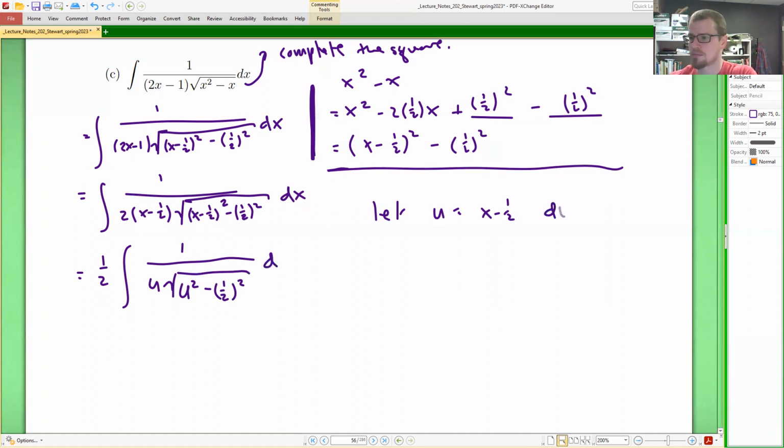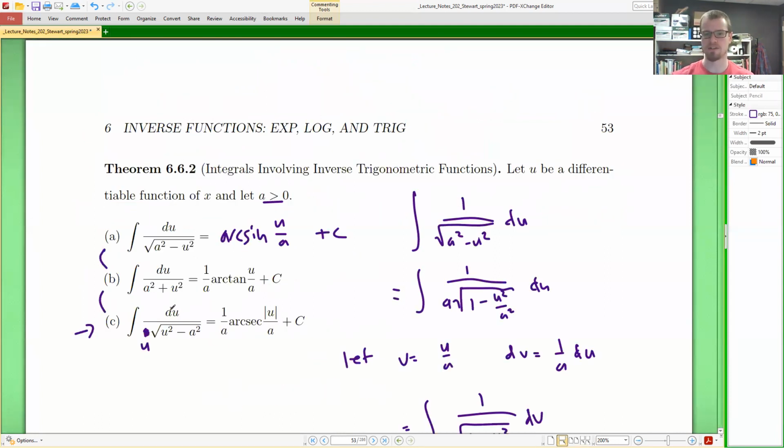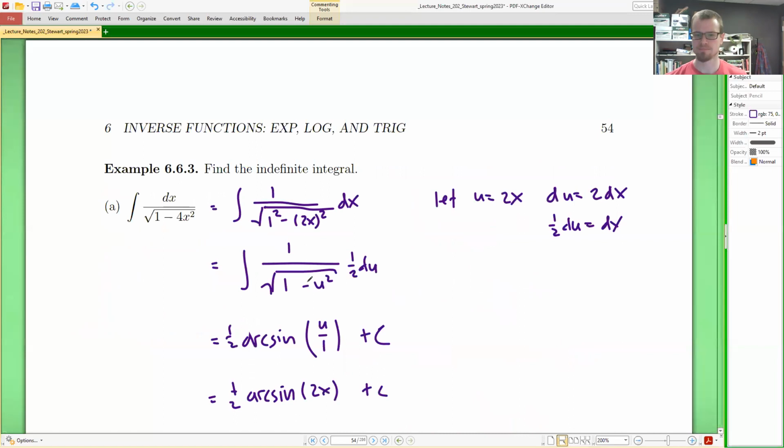Oh, and we of course need what du is. Du in this case is just dx. How wonderful. So we have exactly what we want to implement part C here. So we have du over u times square root of u squared minus a squared. So this will be 1 over a times the arcsecant of u over a.